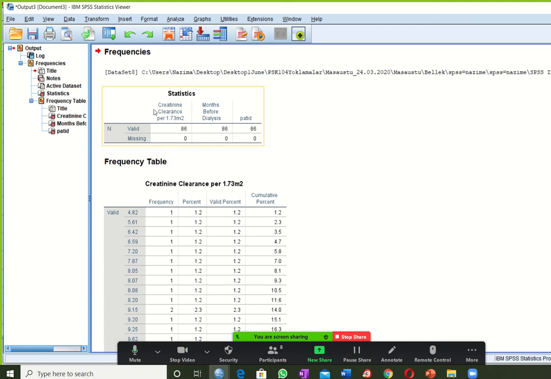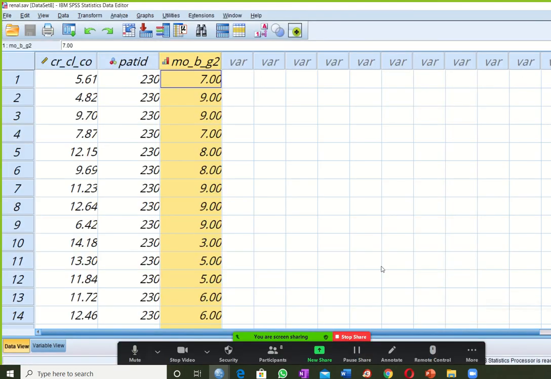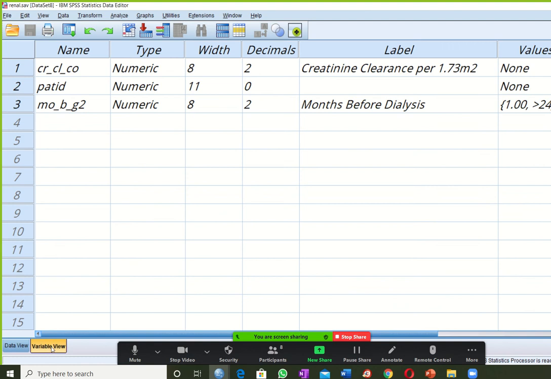You see that there are explanations. All the labels are written here. So it's important to have labels to see them on output. These are the variable names. So there are labels, so it is right on the output.